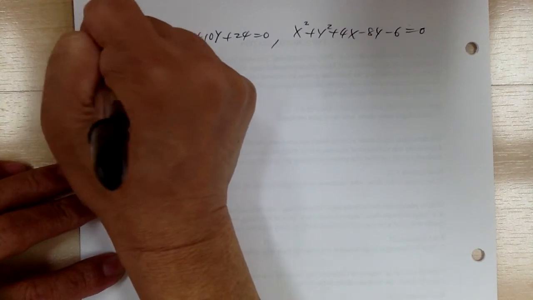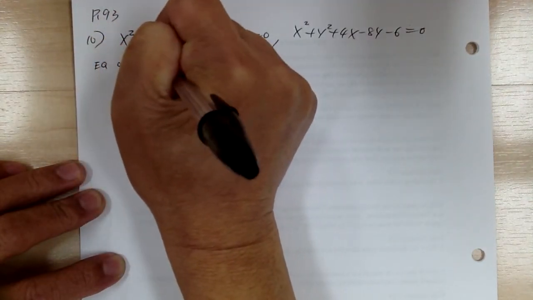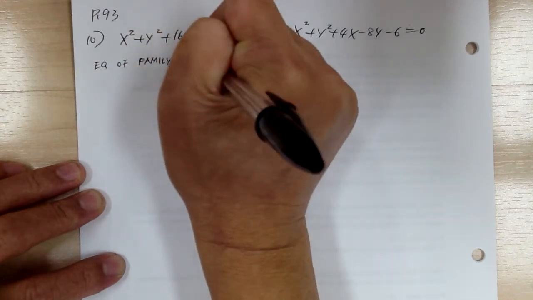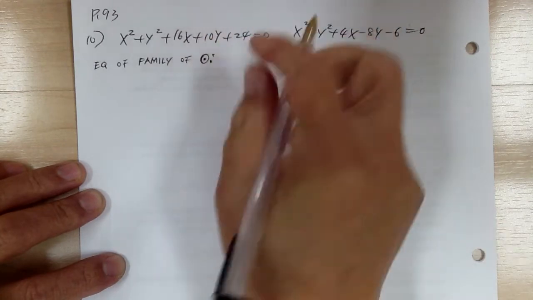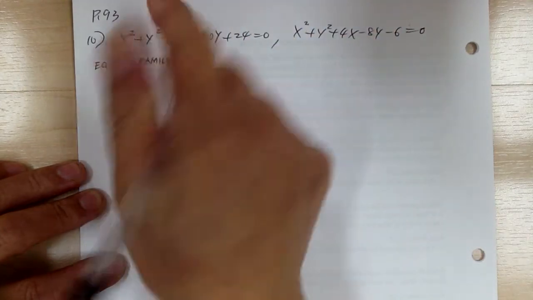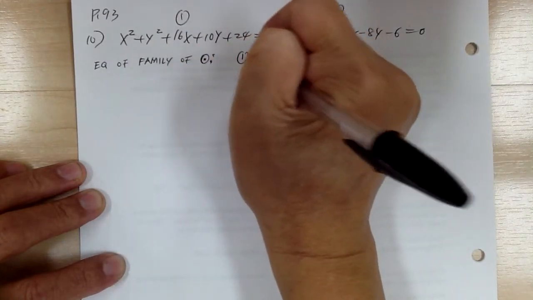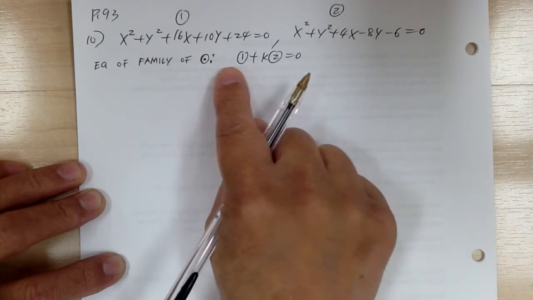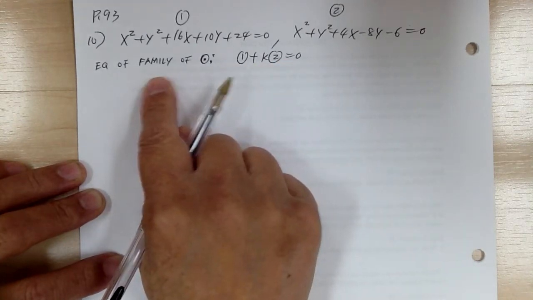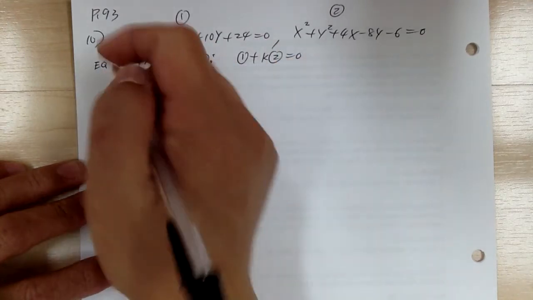Okay, so again, equation of family of circles. Okay, so that's a symbol for circles. Again, it's very simple. It's just equation 1 plus k times 2 equal to 0. Again, that's the equation for a family of circles. So don't complicate things. You don't have to solve anything. You just write the equation.